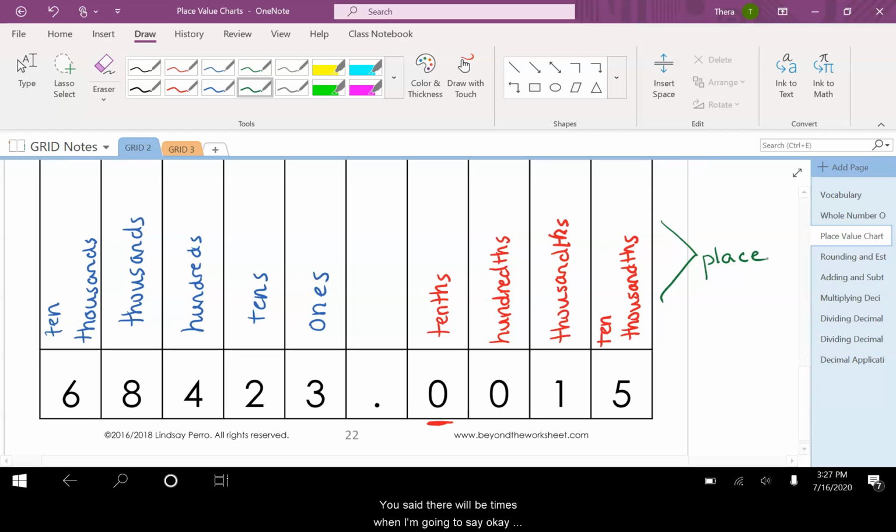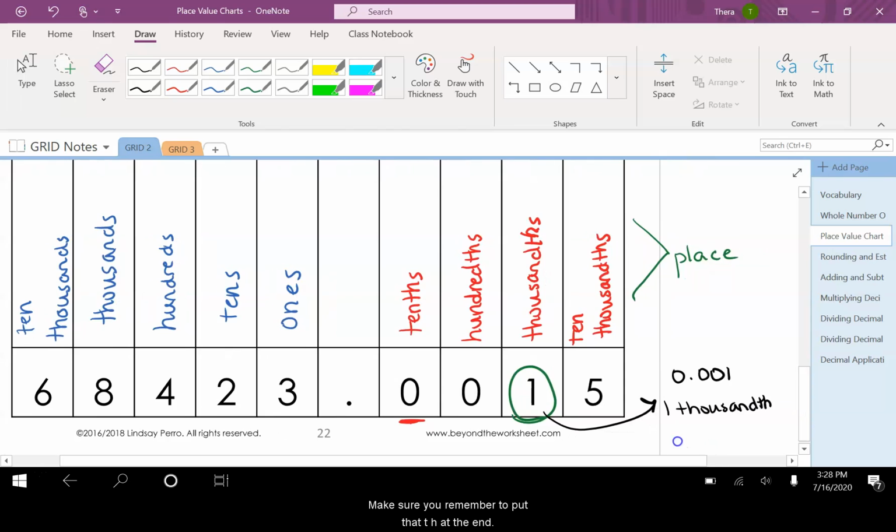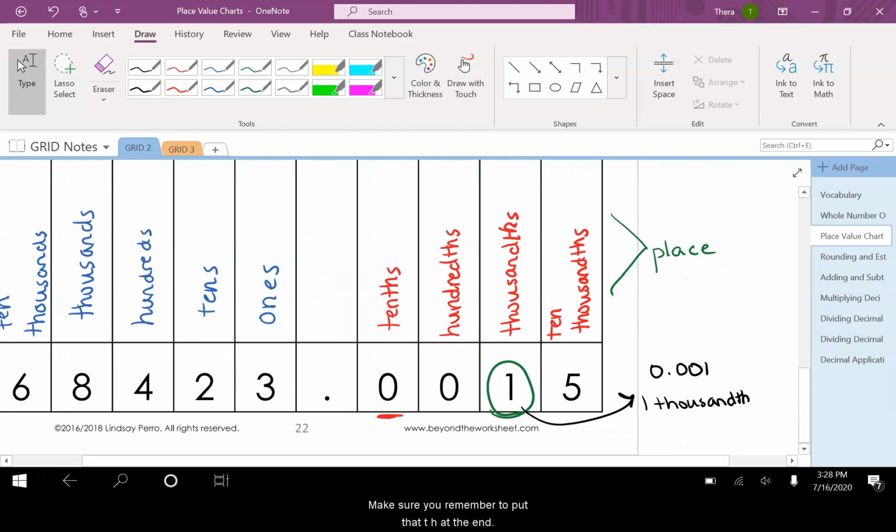Now remember, this up here is their place, but we will want to know their value. So there will be times when I'm going to say, okay, tell me the value of this digit right here, this one. And you will tell me that the value for that one is 1,000th, or you could even write it this way, 1,000th. But make sure you remember to put that TH at the end.